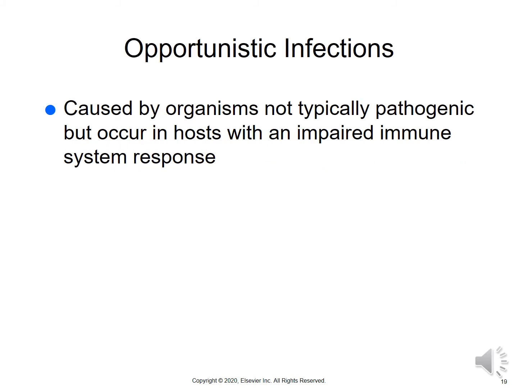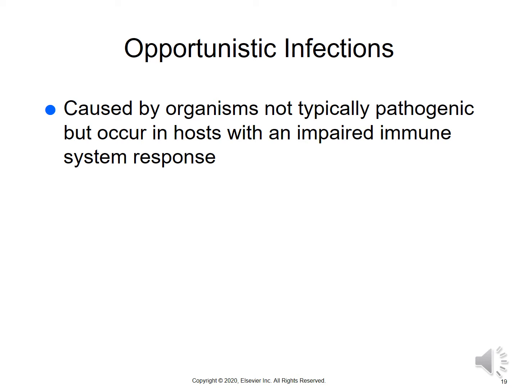Opportunistic infections are caused by organisms that are not typically disease-causing, but cause diseases under certain circumstances. A host with an impaired immune system response, such as those with HIV or those who are on immunosuppressive drugs or chemotherapy, are susceptible to opportunistic infections. These are pathogens that healthy people come into contact with all the time, but never cause a problem.